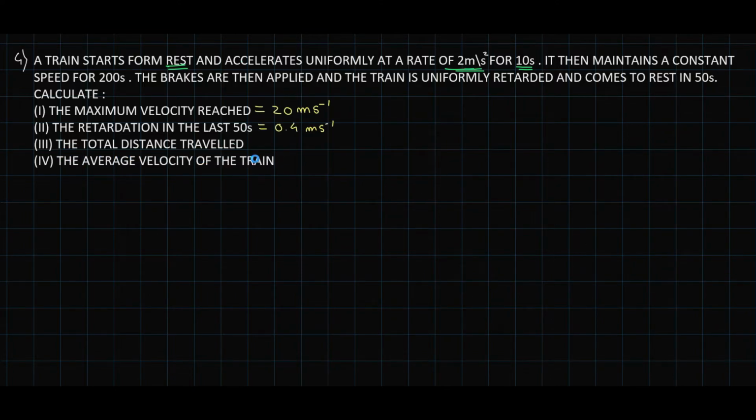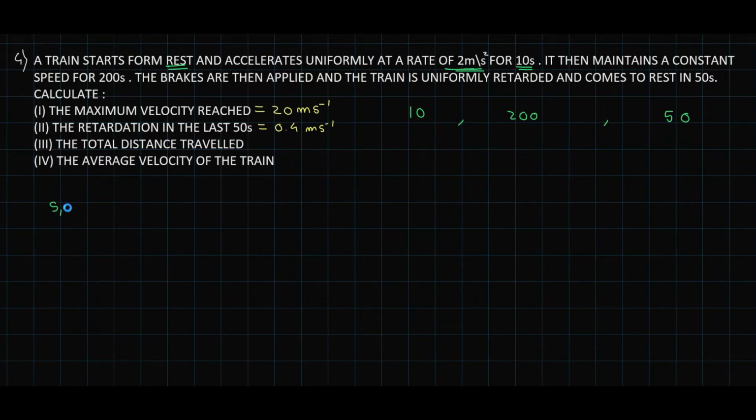This question wants us to find the total distance traveled by the train. So let us first break down the segments in which the train has traveled. The train starts from rest and accelerates at a rate of 2 meters per second squared for 10 seconds. So the first segment is 10. It maintains a constant speed for 200 seconds. The next segment is 200 seconds. And the brakes are then applied and the train uniformly retards and comes to rest in 50 seconds. So the final segment is 50. So we have to find the distance traveled in this, this and this. We add up everything and we get the total distance traveled by the train.